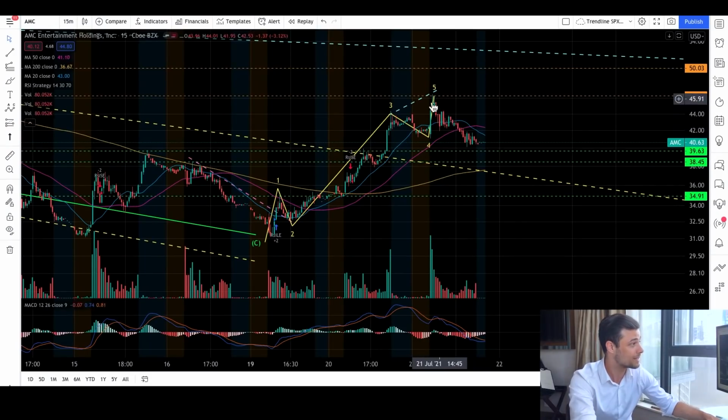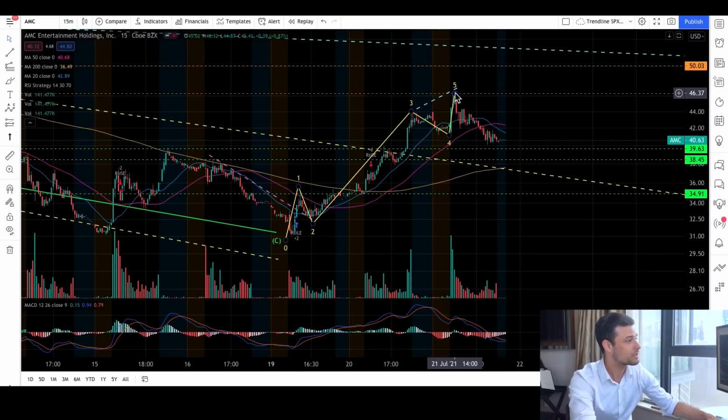During the open session, everybody was FOMOing and just trying to buy AMC shares because everyone was feeling the bullish momentum that we were having. Then it faded, of course, but we had some very strong moves around the open. And how far can this 5th wave go?